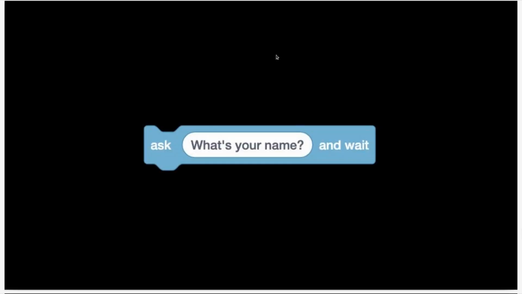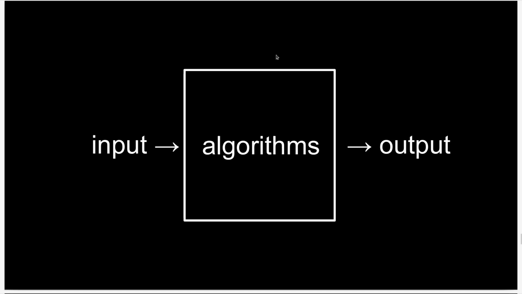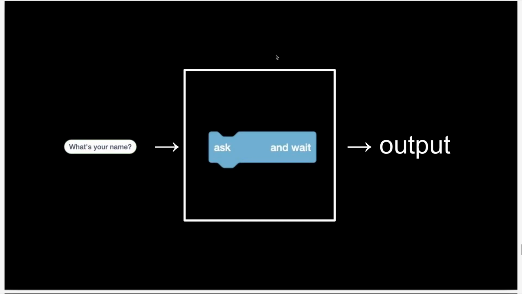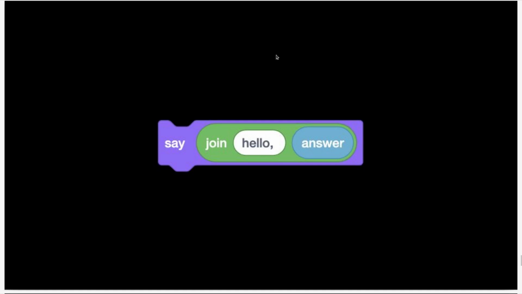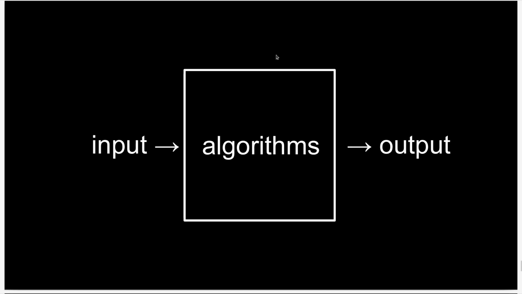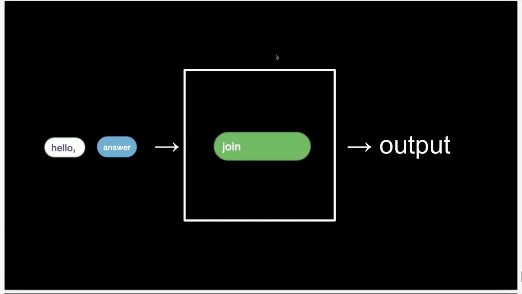Now we also have this block in Scratch: ask What's your name and wait. What's your name is the input. The algorithm is to ask this question and then wait for an answer, and the output is the answer which the user gives. Here again we have a new block, the join block, which joins the hello with our answer. Hello and answer are our inputs, join is the algorithm, and the output is the answer joined to hello.